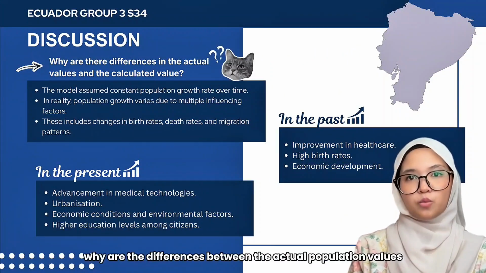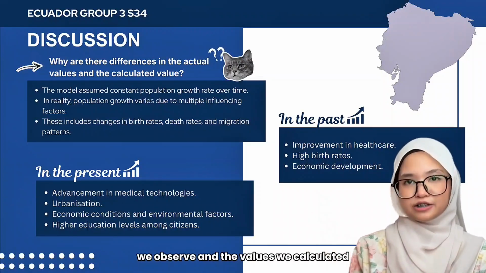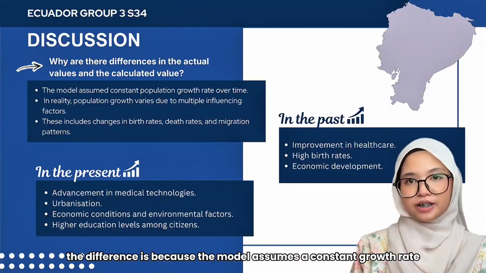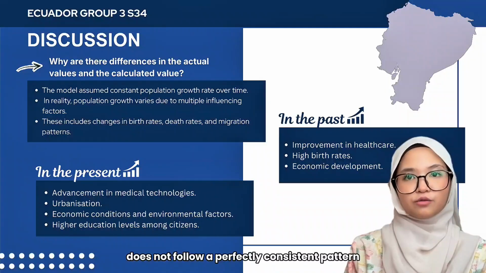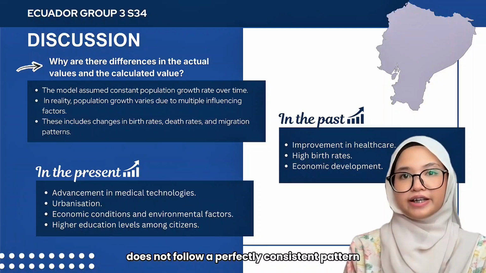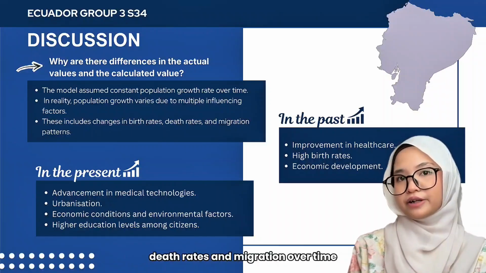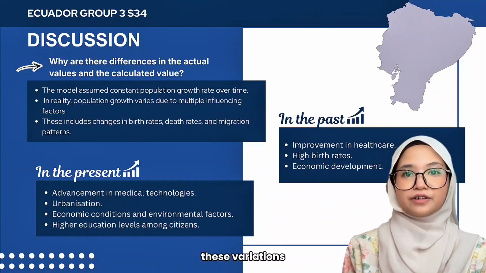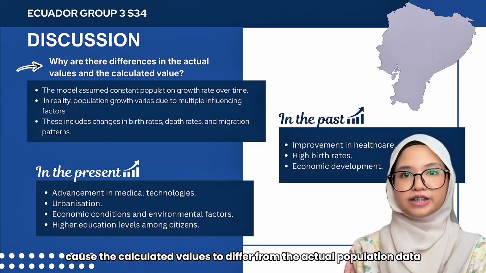Let us address why there are differences between the actual population values we observed and the values we calculated. The difference is because the model assumes a constant growth rate. However, in reality, population growth in Ecuador does not follow a perfectly consistent pattern. It is influenced by several factors such as changes in birth rates, death rates, and migration over time. These variations cause the calculated values to differ from the actual population data.